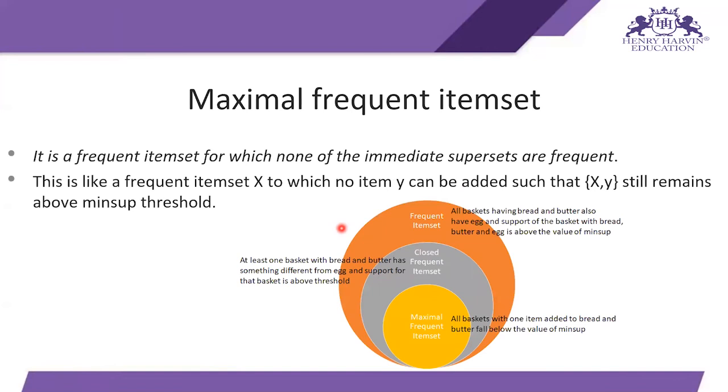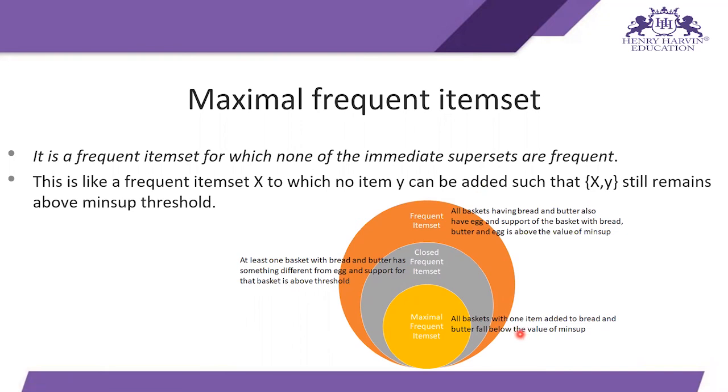So basically, we have the frequent item set having support greater than the threshold value, and the closed frequent item set and the maximal frequent item set are those. The closed frequent item set is like when we bought bread and butter, then there is also egg in our basket. And the maximal frequent item set is like all the baskets which have only bread, or all the baskets which have only butter, have support less than the minimum support threshold.